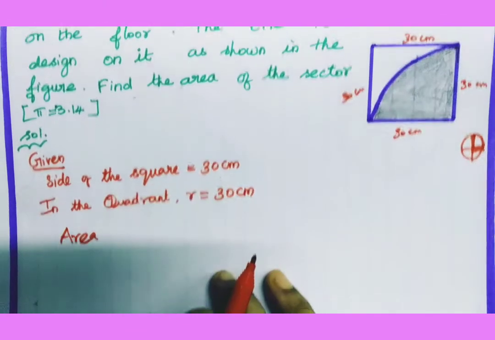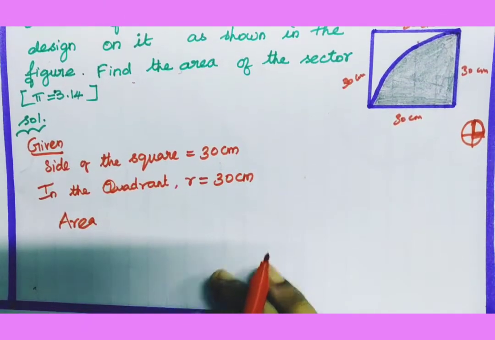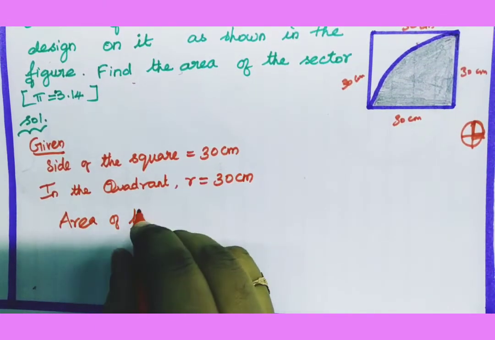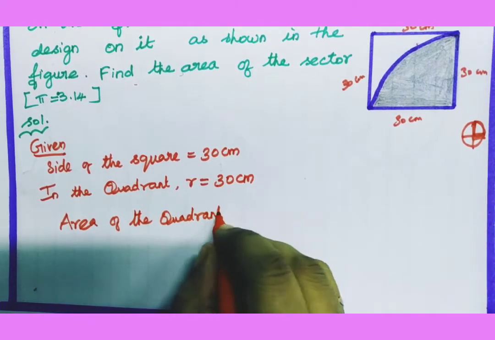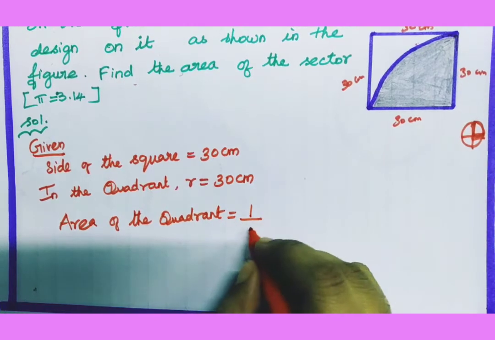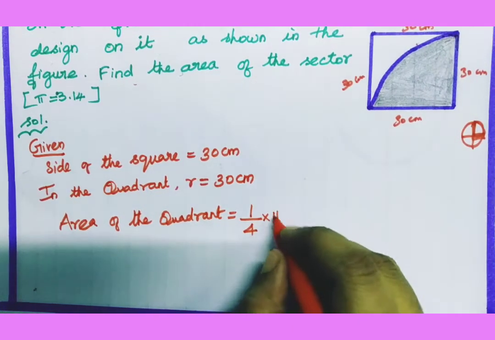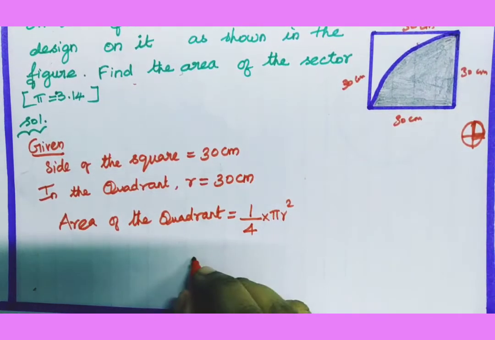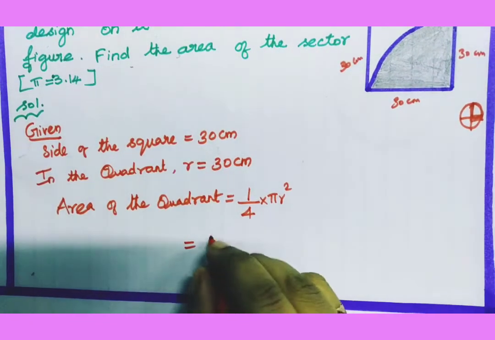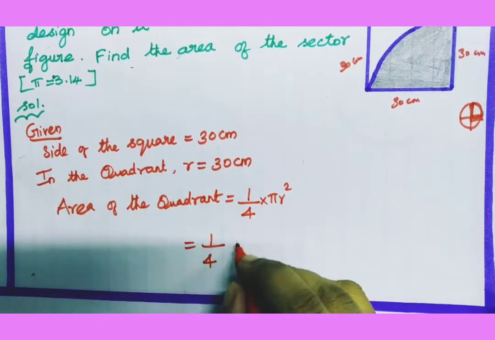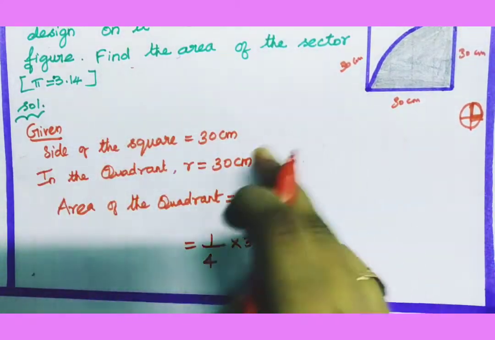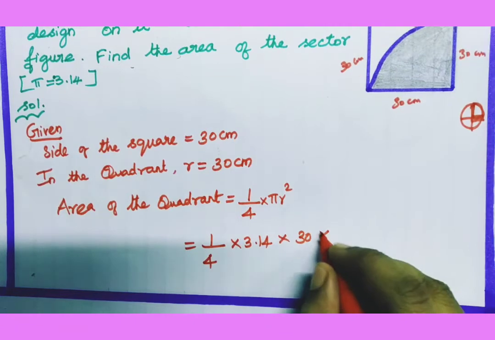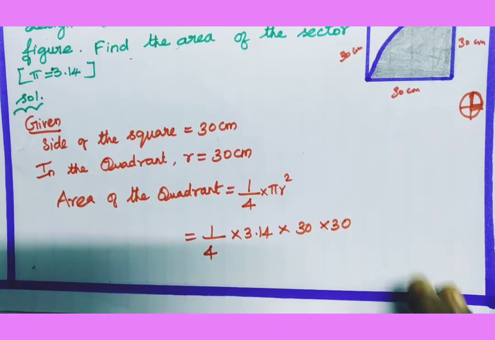Area of the quadrant. We know very well the area of the quadrant formula is what? 1/4 into pi r squared. So here see, 1/4. Pi value is what? 3.14 into r value is what? 30 into 30. Okay. Now I am going to cancel.